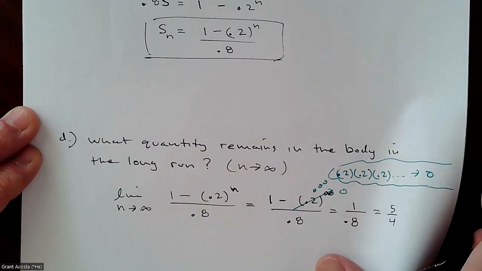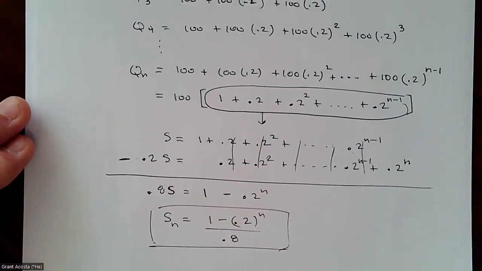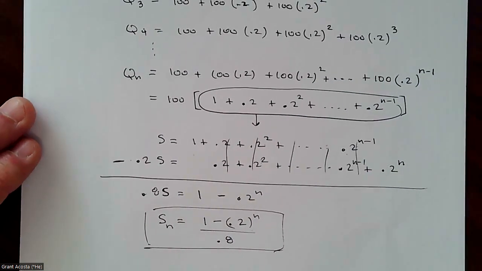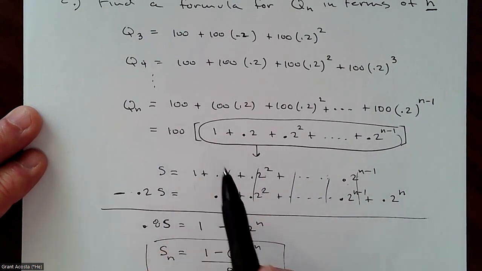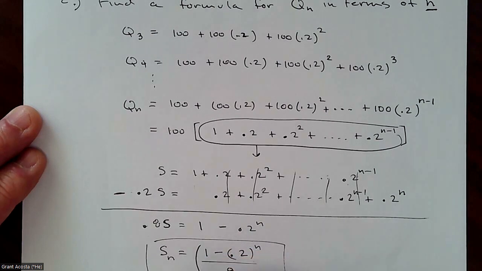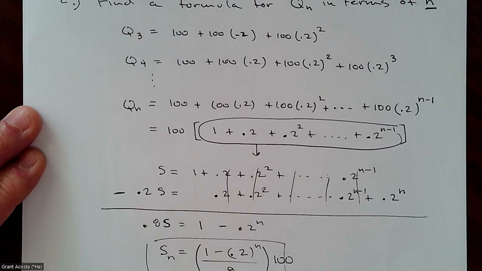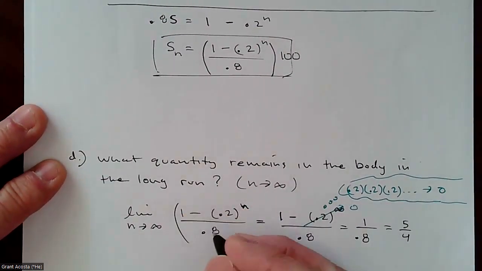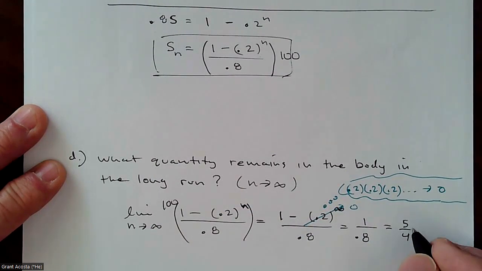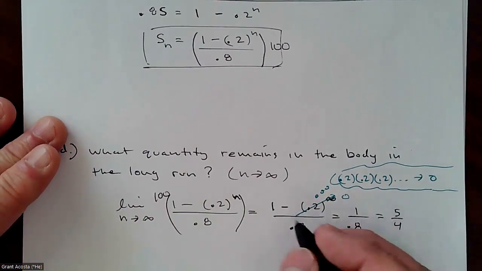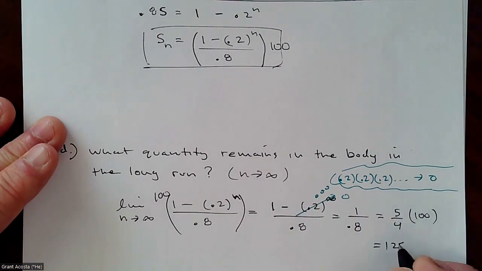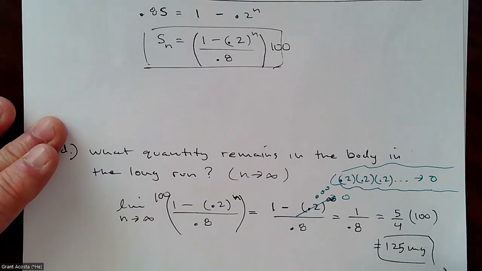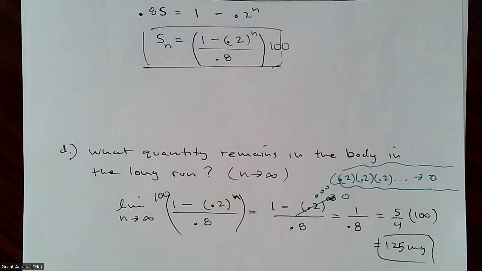But now remember, go back to, I probably need to adjust this actually. I just realized this. Let me go back up here. Remember how I used the trick here to find the sum of this? Well, the actual amount was this times 100. So let's multiply this by 100, which means we should multiply this by 100. I'll put it over here this time. So it should have been 5/4 times 100. And we already did that. That's 125 milligrams, which we had already kind of suspected would be the limiting amount when we did the recursion and found the fixed points.